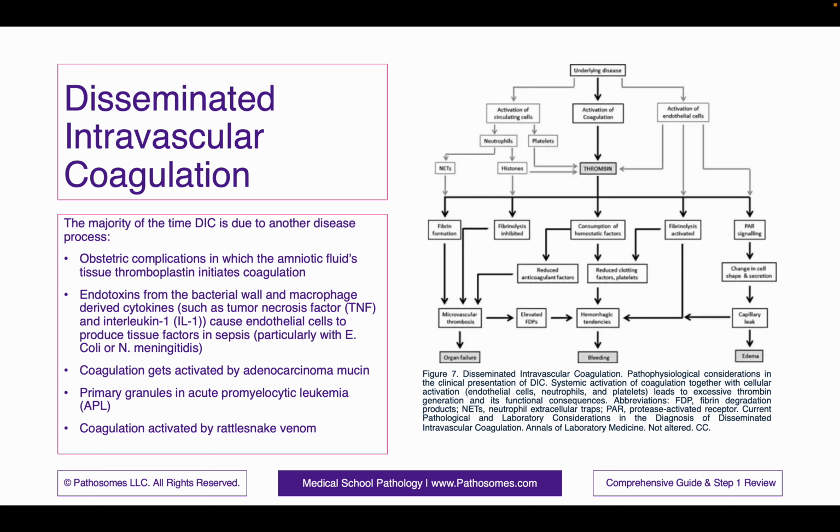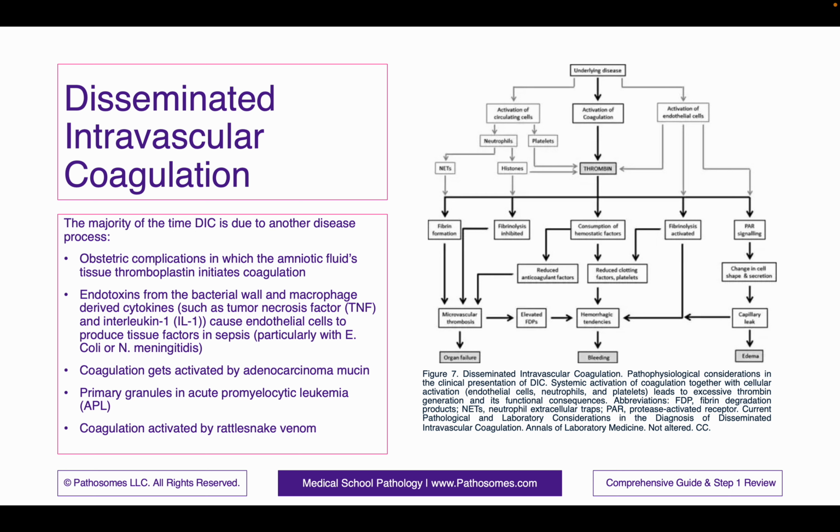Coagulation gets activated by adenocarcinoma mucin, right? So even malignancies can promote DIC. Or in that condition where you see the Auer rods, you remember that term? Acute promyelocytic leukemia? Those primary granules actually can promote disseminated intravascular coagulation.